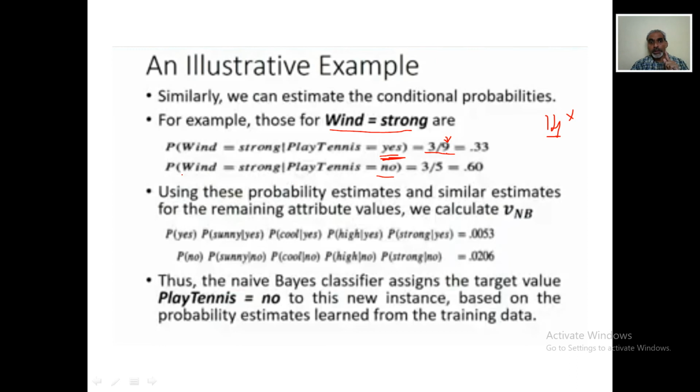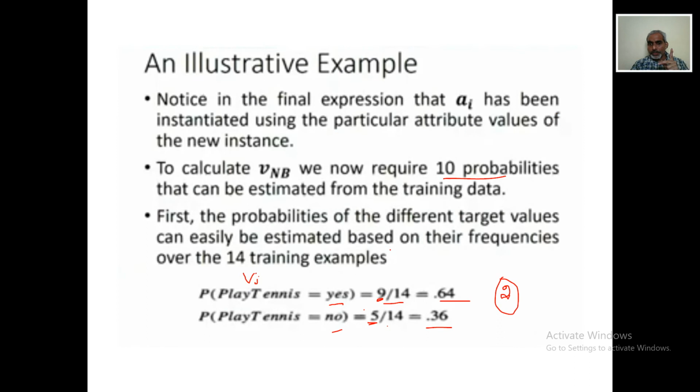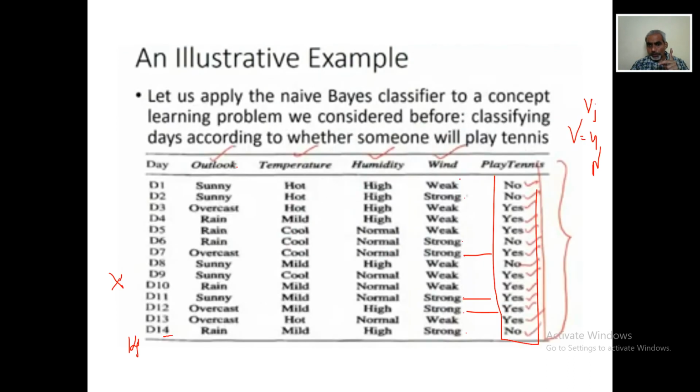Now similarly, next, probability of wind equal to strong for play tennis equal to no. How much are you going to have? 3 again. Now let us see here. Wind equal to strong and output is no. So here you have got 1 strong and output is no, 2, strong and output is equal to no.